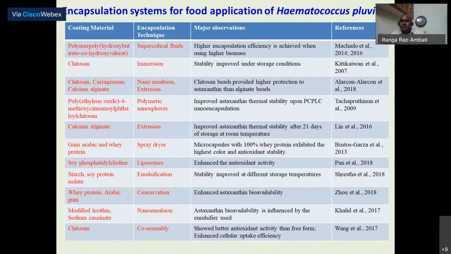What they observed is that encapsulation was achieved with higher biomass and increased stability under thermal and storage conditions. When using chitosan, the beads provided higher protection to astaxanthin compared to alginate beads. Overall, when using this encapsulation technology, especially for metabolites from algae, it improved stability and enhanced bioavailability under various culture conditions and temperatures. Under various temperature storage conditions, it improves the efficiency of these metabolites. Can I have the next slide, please?